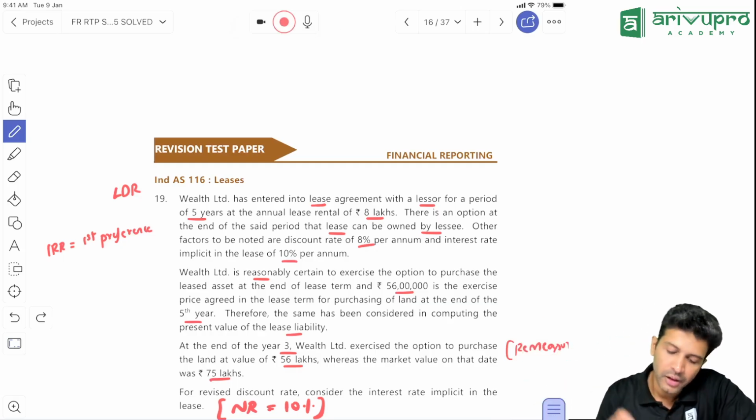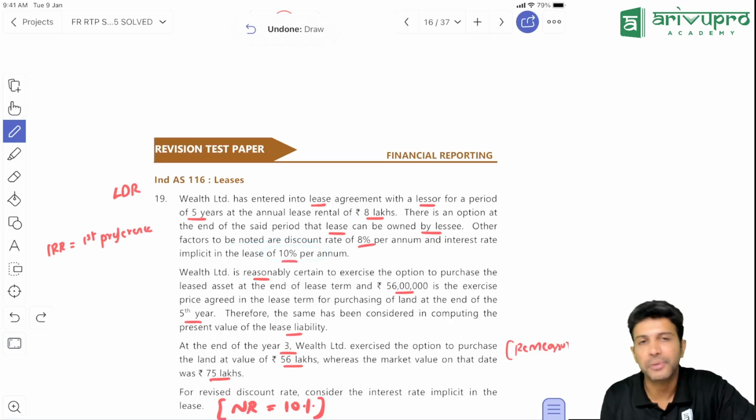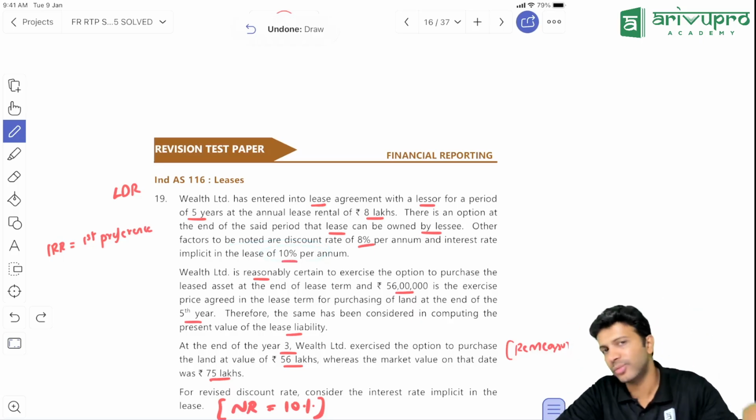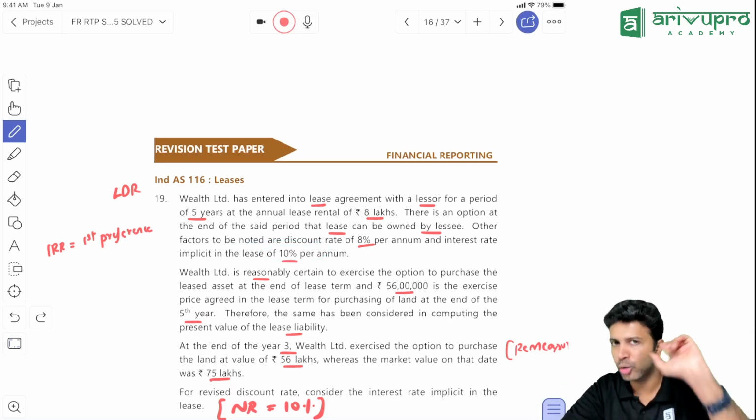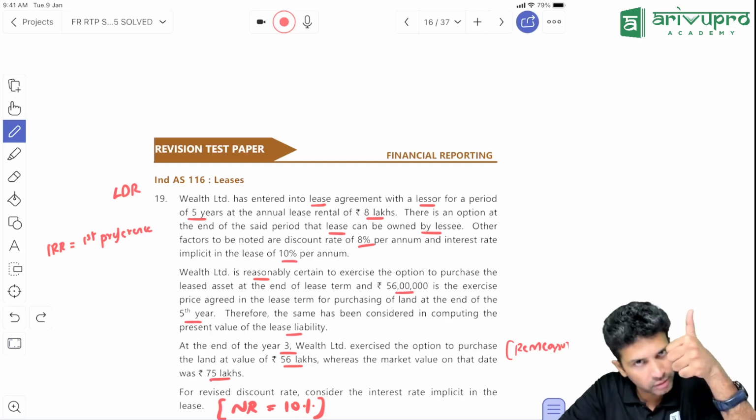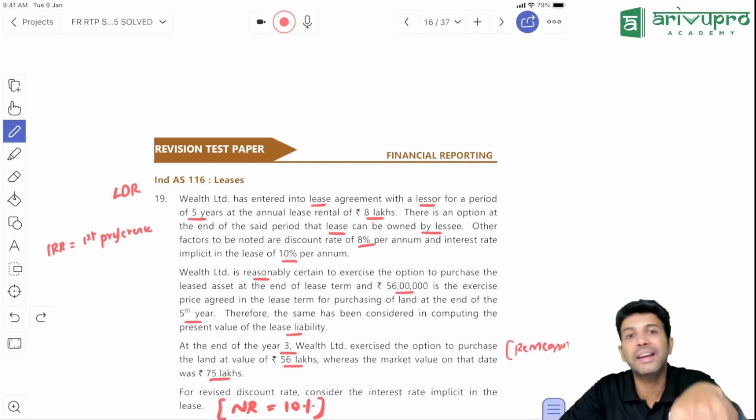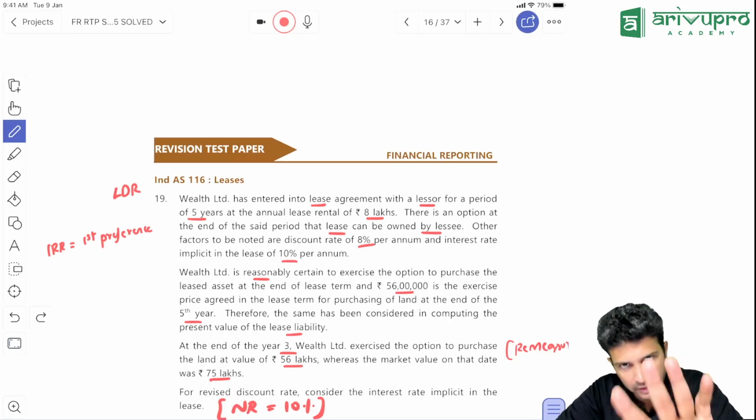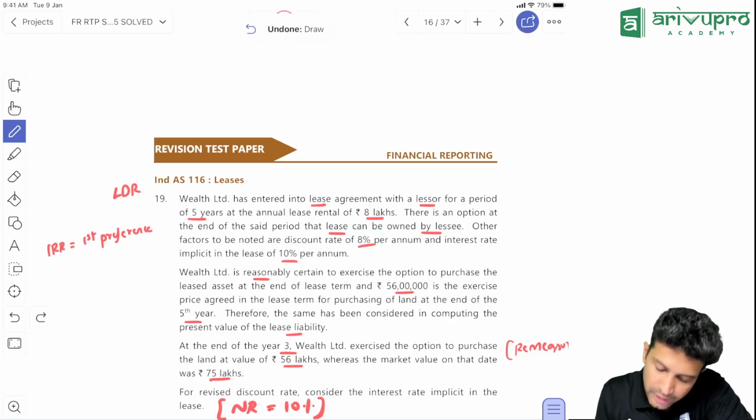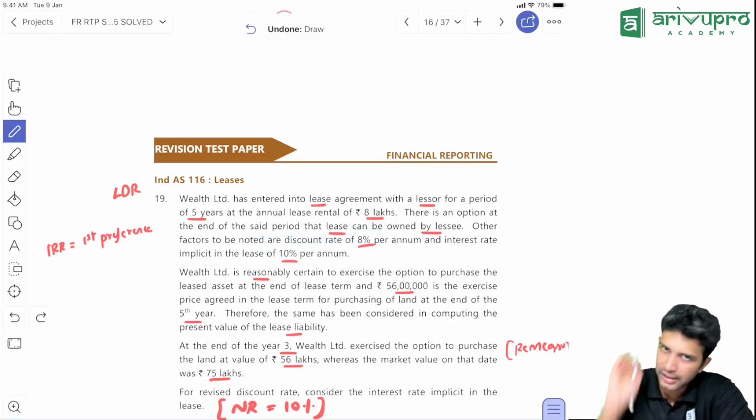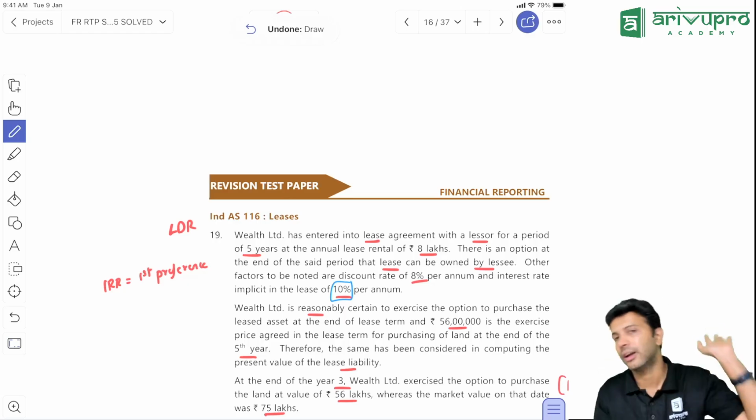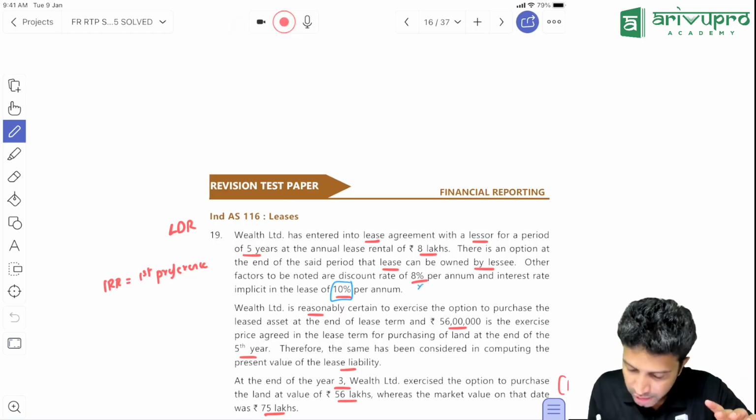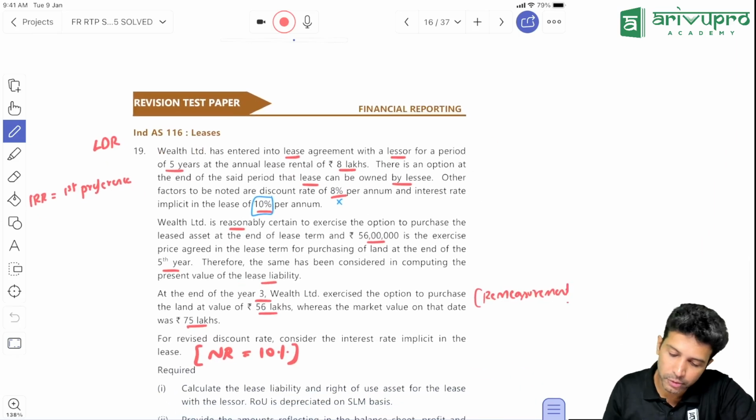The lease can be owned by the lessee means the lessee has an option to purchase the asset at the end of the lease term. Other factors noted: the discount rate is 8%. Interest rate implicit in the lease is 10%. So usually in all our lease problems, we don't see multiple rates, right? They usually give only one rate. I told you the first priority is always IRR. If IRR is not there, we take the incremental borrowing rate of the lessee, right? So here one rate is given as 8% and they also told IRR is 10%. For our lease problem, IRR is always the first preference. So we will take 10% as the discount factor for all our calculations. This 8% is not a relevant number for us.